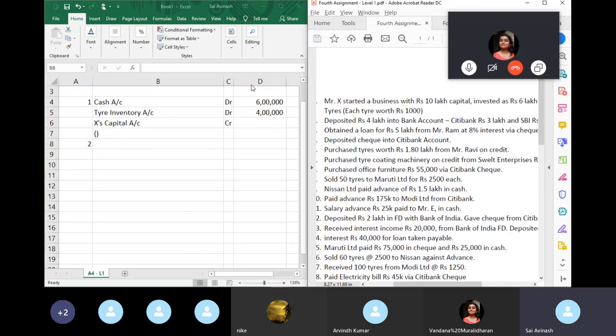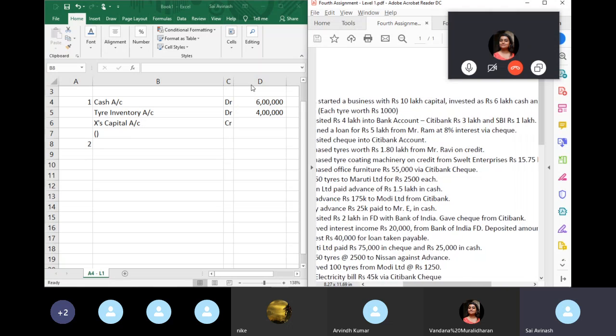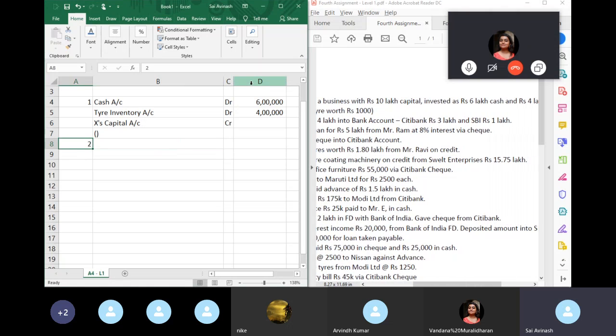Second is deposited 4 lakhs into bank account. Citibank 3 lakhs, SBI 1 lakh. Okay. So I received cash. So I'm depositing the money into bank accounts. One is Citibank account, right? The second is SBI bank account. And the third is cash account.